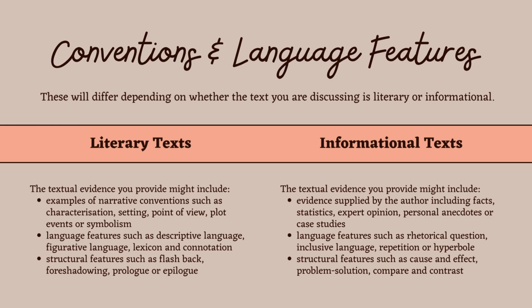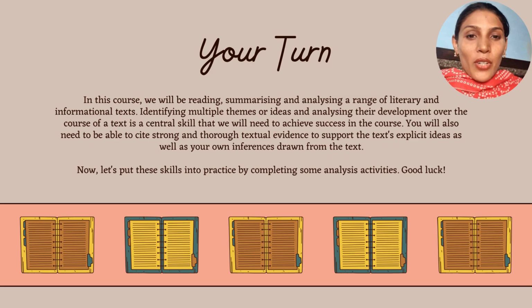Now it's your turn. In this course, we will be reading, summarizing, and analyzing a range of literary and informational texts. Identifying multiple themes or ideas, and analyzing their development over the course of a text, is a central skill that we will need to achieve success in the course. You will also need to be able to cite strong and thorough textual evidence to support the text's explicit ideas, as well as your own inferences drawn from the text. Now let's put the skill into practice by completing some analysis activities.